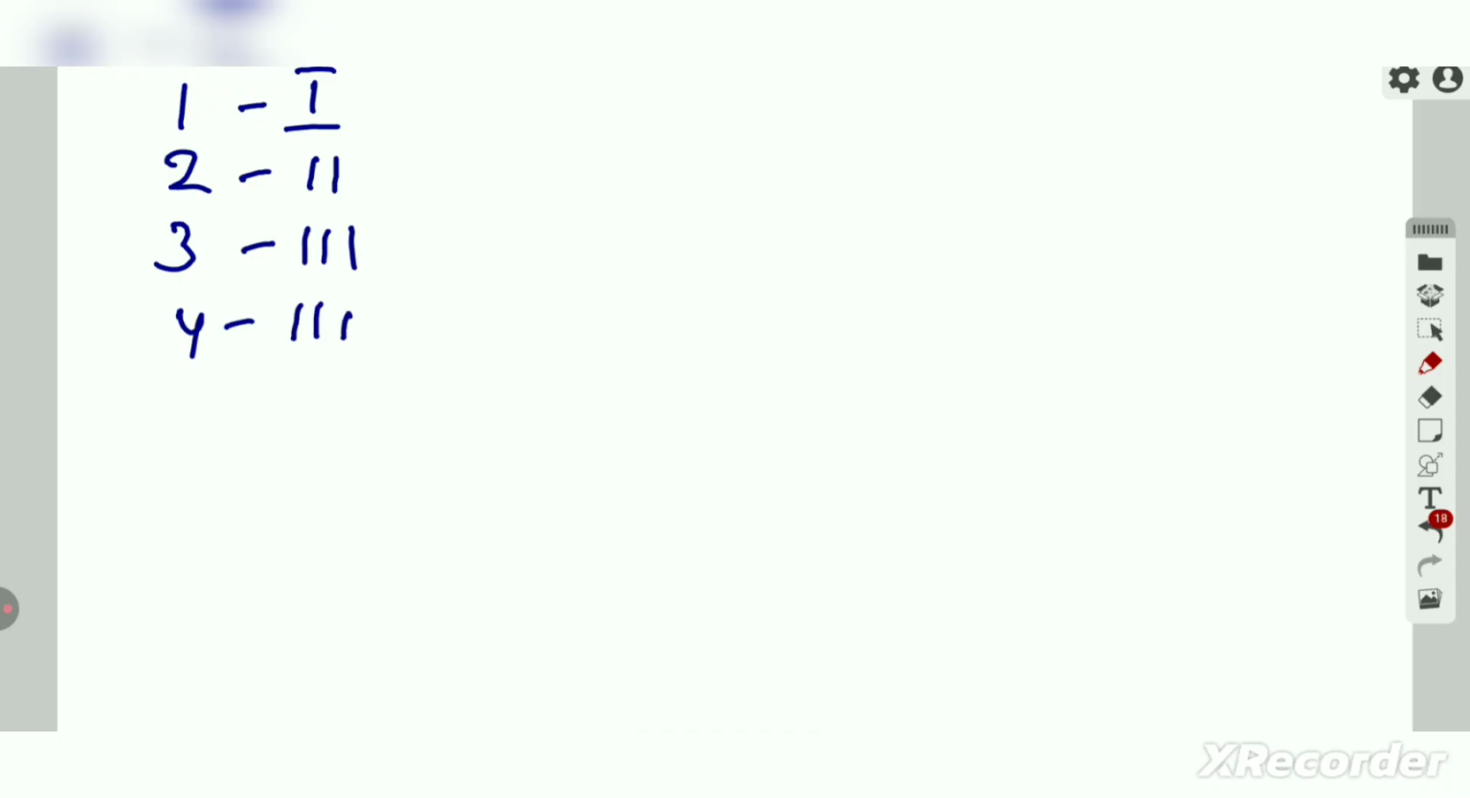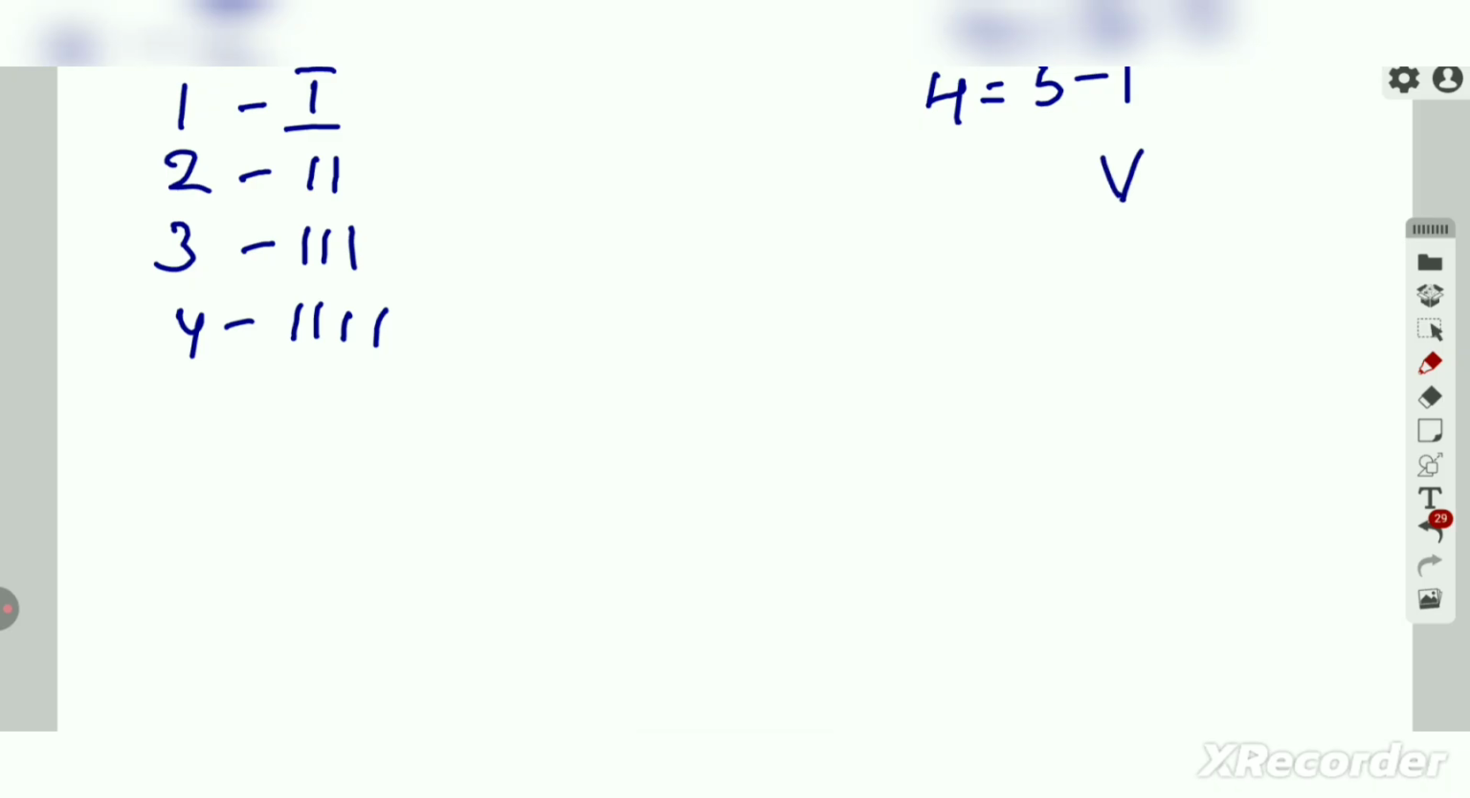So the numbers 1, 2 and 3. We all know 1 is I, 2 is II, 3 is III. What about 4? Can I write it as IIII? No, because there is a rule that I can be repeated maximum only 3 times. So instead of that, how can I write 4? 4 is nothing but 5 minus 1. We are using the subtraction rule. 4 is 5 minus 1.